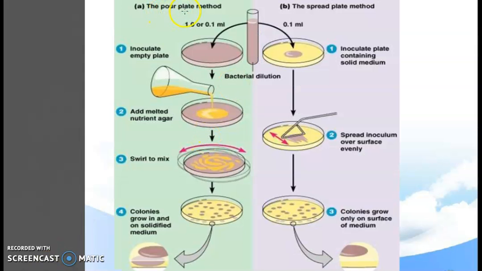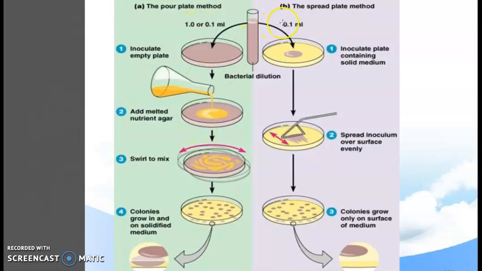Let's see how the pour plate method is performed. Inoculate the empty plate with 1 ml of the sample. After that, melted nutrient agar is added to the petri plate. Slightly swirl to mix the inoculum and the nutrient agar, and we can keep it aside for setting. After incubation, we can see that the colonies grow in and on the solidified medium. This is the pour plate method.